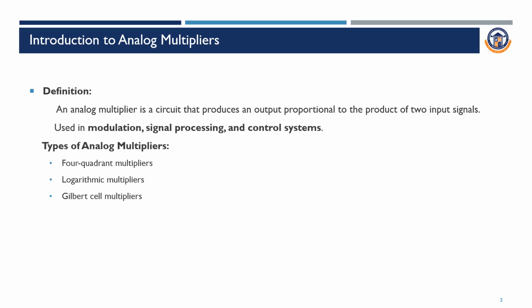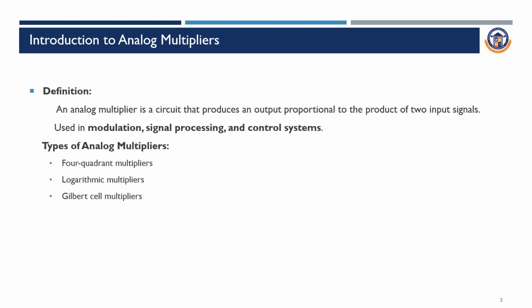We know that modulation means modulation and demodulation, which is used to transfer signals from one place to another. And signal processing, for example image processing, wherever we process signals, we will use an analog multiplier. There are different types of analog multipliers available. Some of them are 4-quadrant multipliers, logarithmic multipliers and Gilbert cell multipliers.